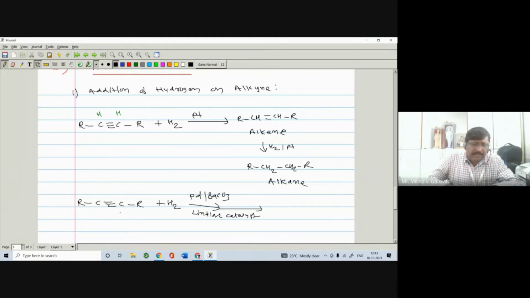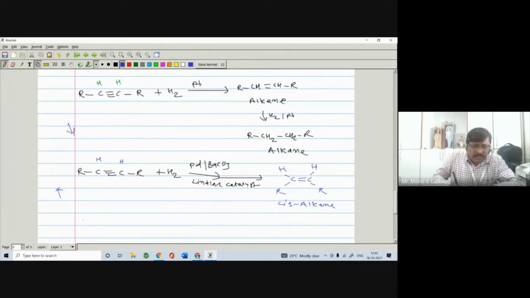So what happened? These are carbon-carbon triple bonds. The addition of hydrogen takes place on this triple bond from the same side of the group. Either it attacks from the upper side or from the lower side. So both hydrogens will add from the same side of the carbon-carbon triple bond plane, and you get such a type of alkene. When you add hydrogen from the upper side, you get such a compound, called a cis alkene.